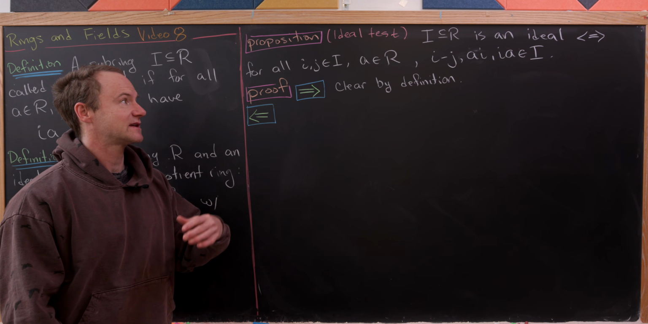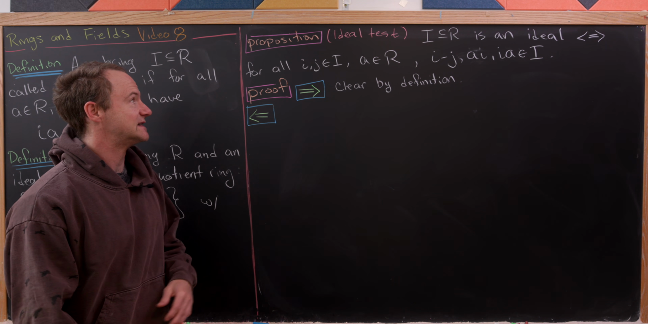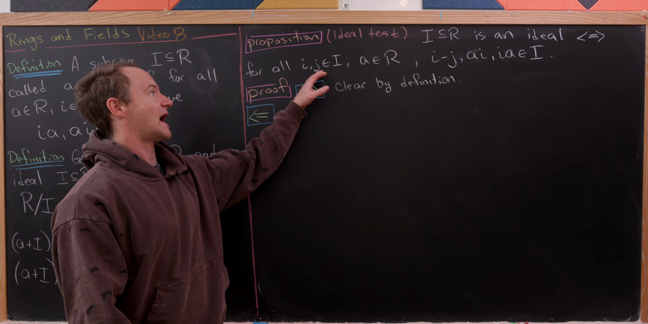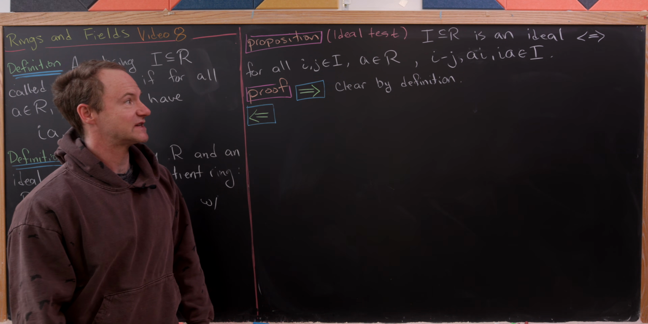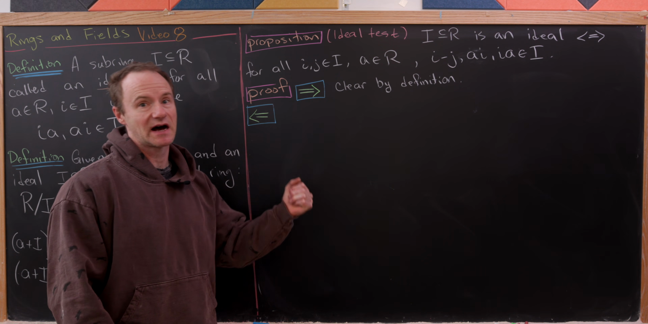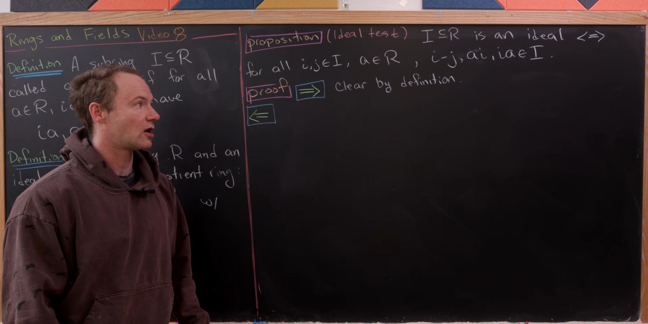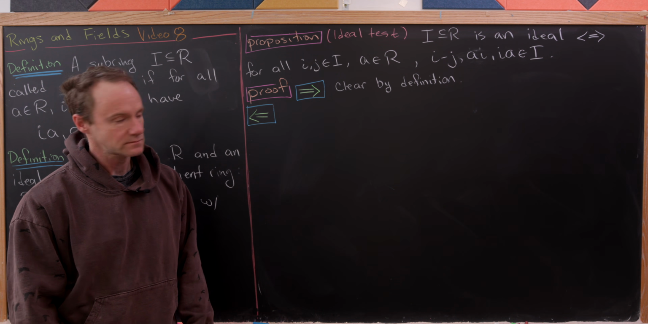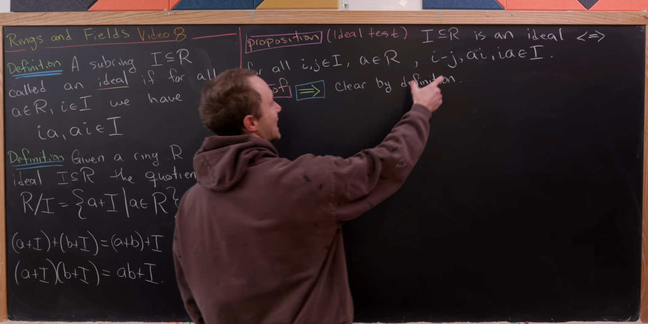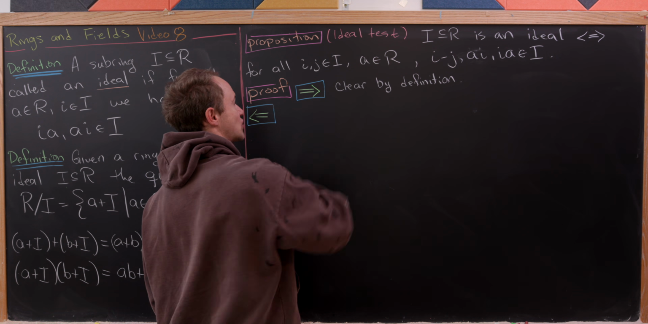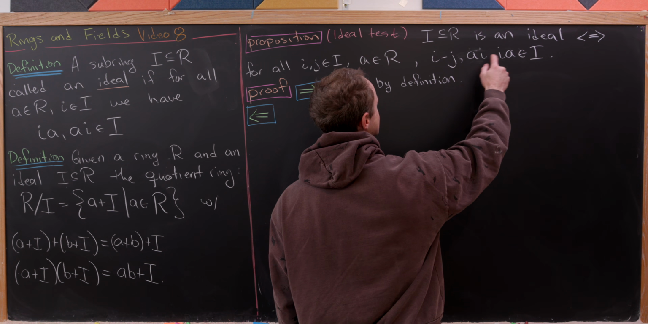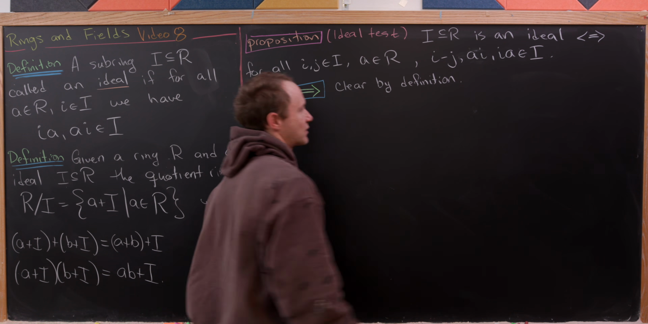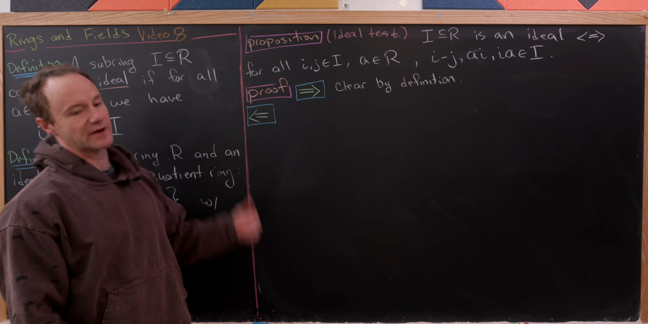We've got I, a subset of R, is an ideal if and only if for all i and j in I, and a in R, we have i minus j, a times i, and i times a are all elements of I. So notice here we're combining two elements of I with subtraction and we're getting inside of I. But here we're using this fact that we need this absorption property over here. I guess it's up here.